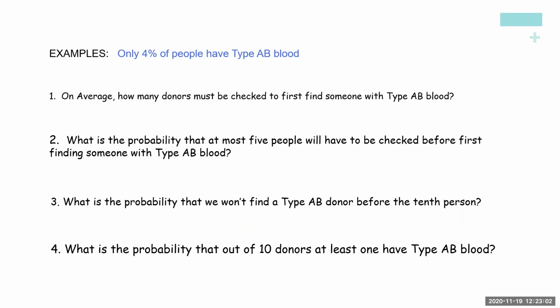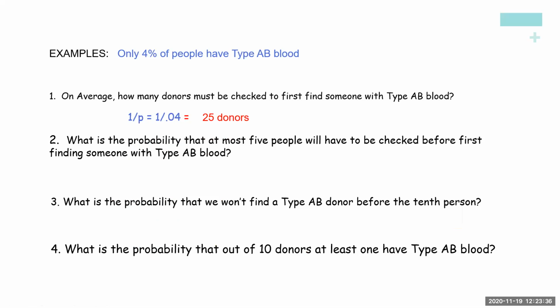So let's look at some examples. Let's say we have the example: only 4% of people have type AB blood. Part 1 says, on average, how many donors must be checked to first find someone with type AB blood? Well, the expected value for geometric is going to have the equation 1 over p. Well, what is our p? 4% is 0.04, so 1 divided by 0.04 is 25 donors.